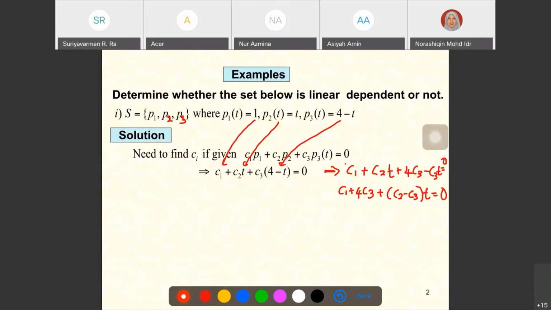Okay, next. How to solve for the C's? This one is easy to solve for the C's. We don't need to use a matrix, right? We can just use vectors, right, Doctor? You try. What do you get?